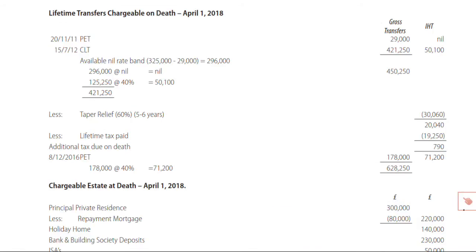So let's see what we've got. We know that taper relief is the first deduction to be made, and there we're saying it's 60% based on surviving for between 5 to 6 years from the date of the transfer, July 12, through to the date of the death of the taxpayer, April 18. July 12, 5 years on from July 12 would be July 17, 6 years on would be July 18, died between 17 and 18, July dates that is, so it's 5 to 6 years.